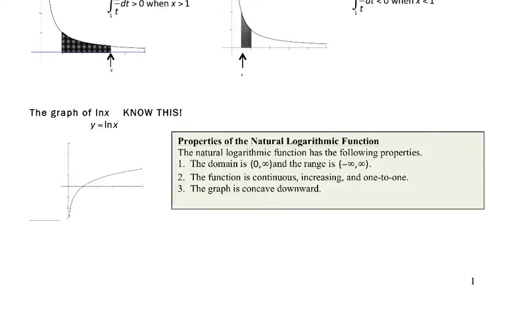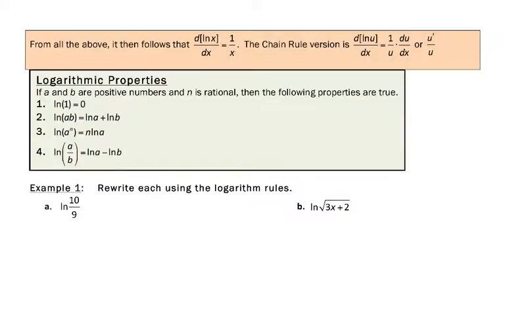All right, so you've got to know the graph of natural log, that's the graph, right? And then we can take a look at several properties of logs, which you learned in pre-calc. So we learned that the derivative of natural log is 1 over x. The chain rule version is, again, 1 over x times the derivative of that function.